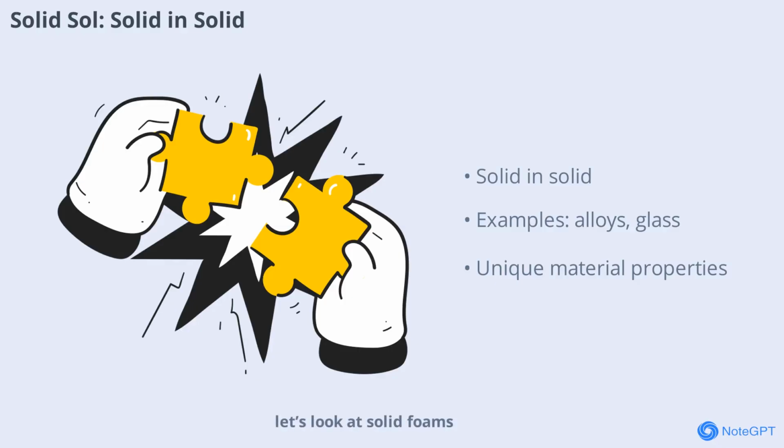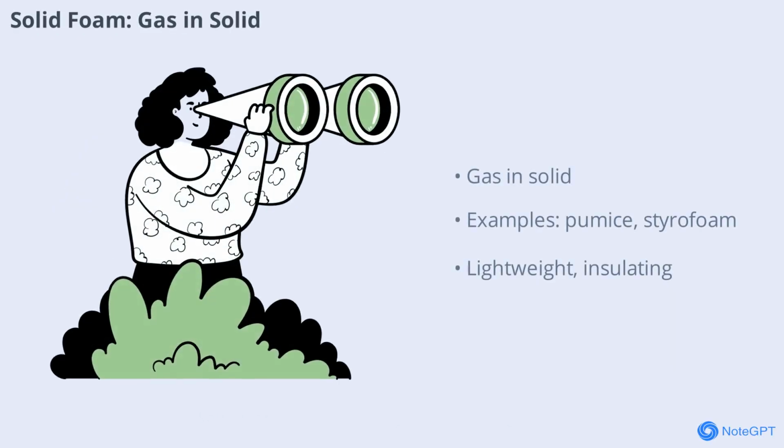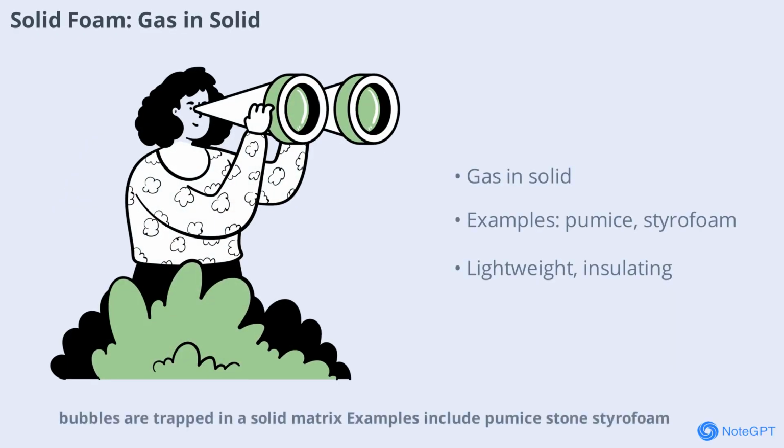Next, let's look at solid foam. Solid foams are colloidal systems where gas bubbles are trapped in a solid matrix. Examples include pumice stone, styrofoam, and some sponges. The trapped gas gives these materials their lightweight and insulating properties. Solid foams are widely used in construction, packaging, and insulation. Their structure makes them both strong and light, ideal for many applications.